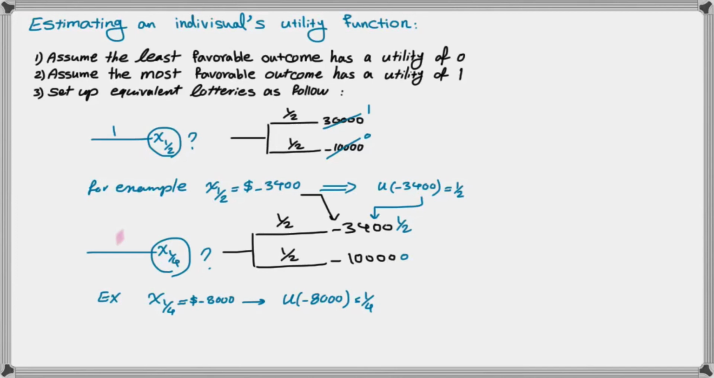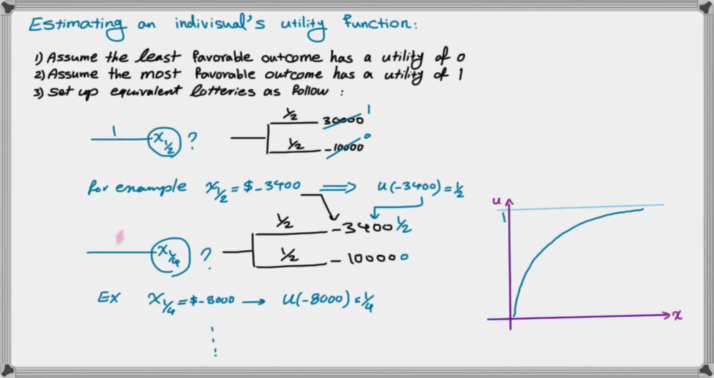So now we have a few points. We found that the utility of the highest reward, which in this case is $30,000, is 1, and losing $10,000 has a utility of 0. And we found two midpoints. The utility of 1/2 is associated with negative $3,400, and 1/4 is related to losing $8,000. So we can come up with a curve that shows the utility of this person. If we plot this, it allows us to find a utility function, and then we are able to find the utility of any other values for this person.